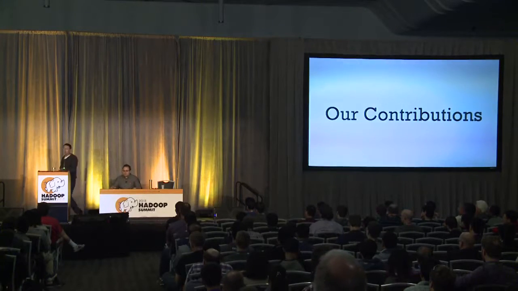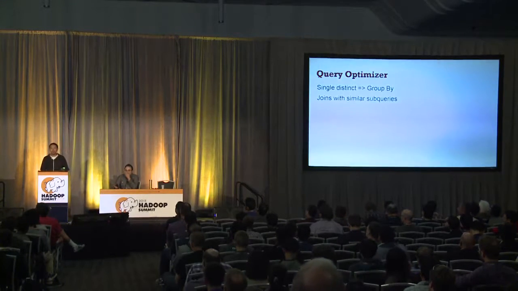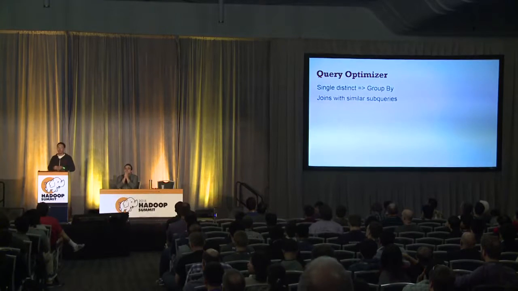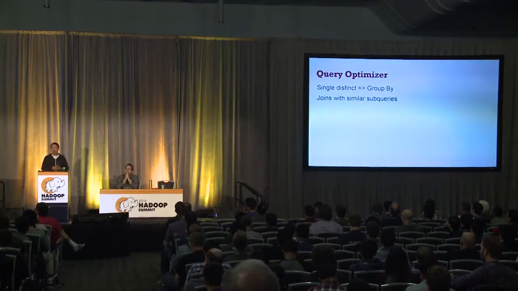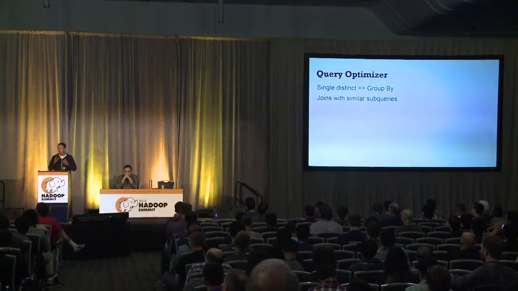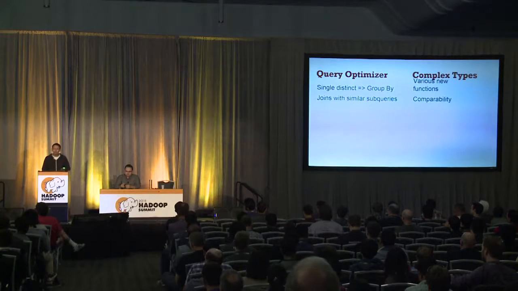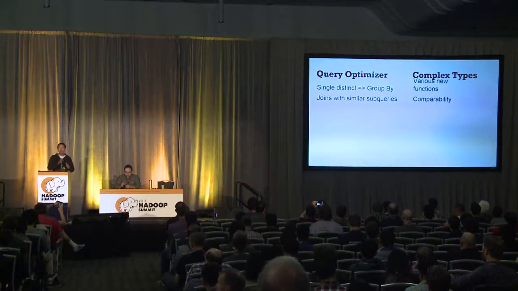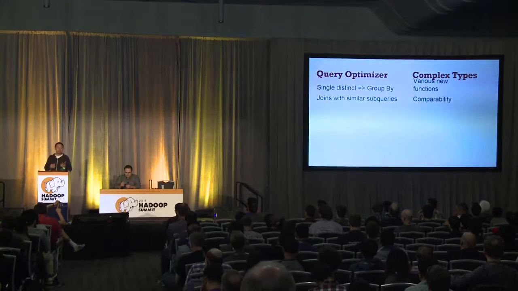So now I will go through some of the technical details and talk about our contributions. So here is a summary slide which shows what we did to Presto. In the query optimizer area, we are doing 2 query optimizations. One is to rewrite a single distinct query into a group by query. Another thing is we rewrite a join query with similar subqueries into a simple aggregation query. Both of these will improve the query performance. And in the type system, we are adding a number of new functions to the complex types to bridge the gap between Hive and Presto. Also, we make the array type and row type comparable so that they can be used in a group by query.